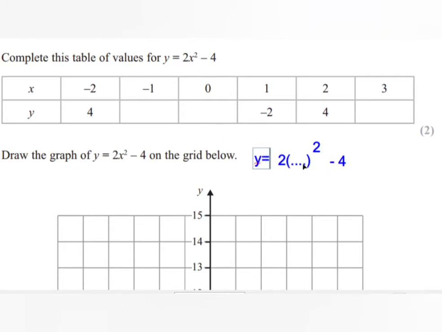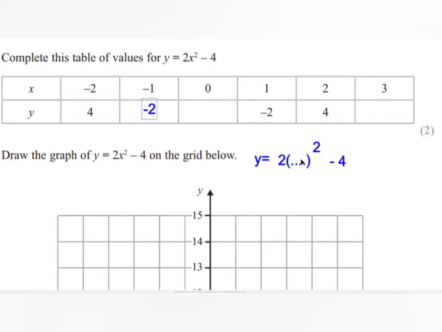If we put negative 1 here and we square it, it's going to be 1. You can use the calculator to answer this question. It's easy. Now, negative 1 squared is going to be 1. And then 1 multiplied by 2 is going to be, very good, 2. And then 2 minus 4 equals, very good, minus 2. Good job.